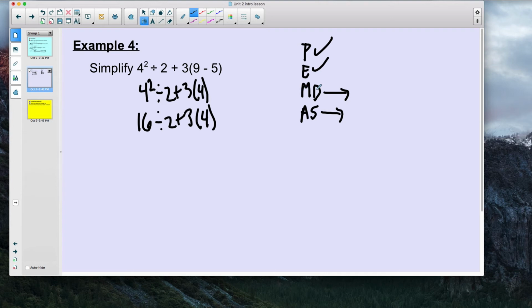Great. Now multiplication and division in order from left to right. If I'm working from left to right, I've got division first. So 16 divided by 2 is 8, plus 3 times 4. 3 times 4 is 12, plus 8, and that leaves me with 20. You should feel comfortable, but try a few, and then you can look over those with a partner once you're done watching this.